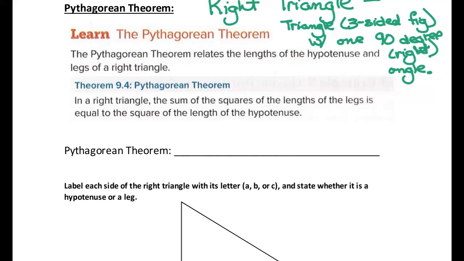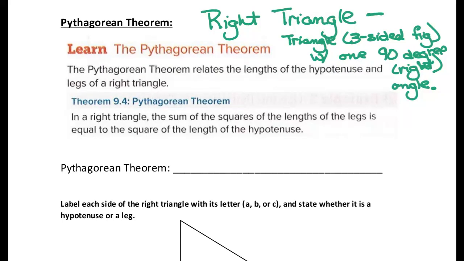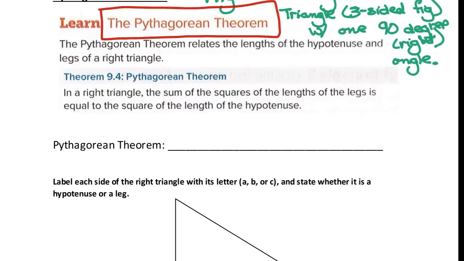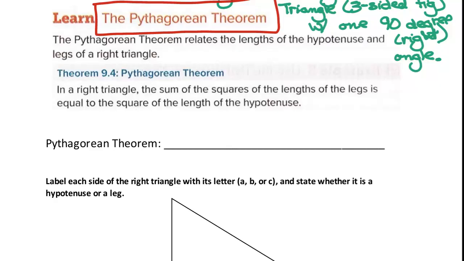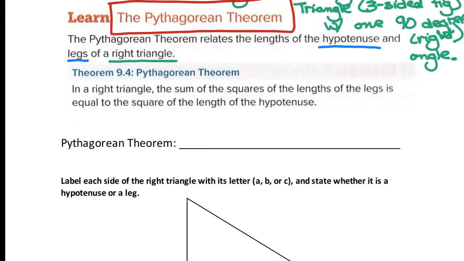All right. So the name of this formula that we are going to learn is called the Pythagorean Theorem. How many of you have learned the Pythagorean Theorem before? You've heard of it, learned it? Okay. Again, you have to have a right triangle with this. And it says the Pythagorean Theorem relates the lengths of the hypotenuse and the legs of a right triangle. Okay? So we're actually going to jump down to the picture.